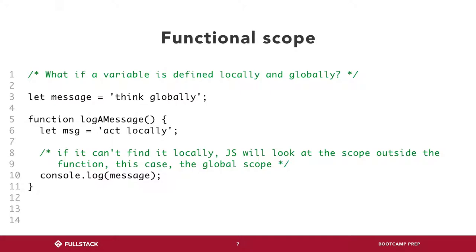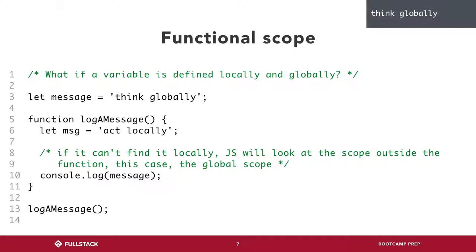So does anyone have a guess as to what this would log? Yep, think globally, because it can't find it locally, so it keeps going out. Once you start inside and can't find it at the same level, it has the power to go out, and out again, through all the layers, but it just can't do that in the reverse direction. So yeah, you guys are doing great.